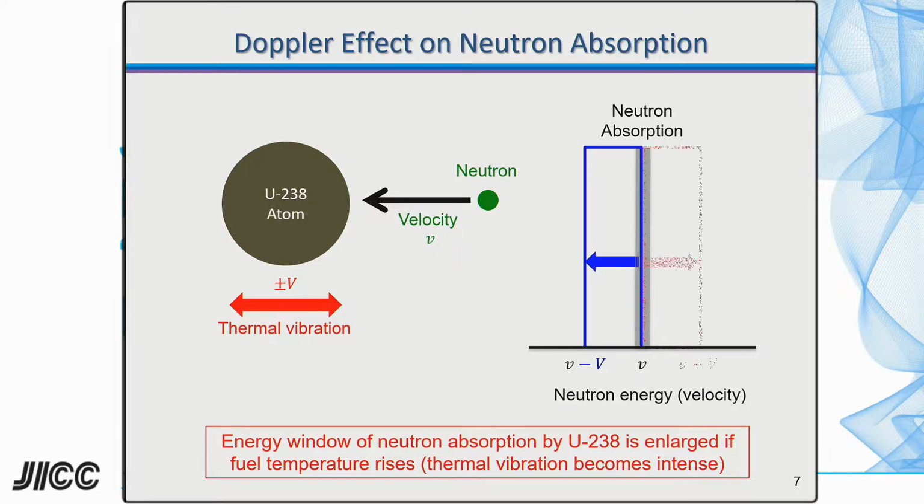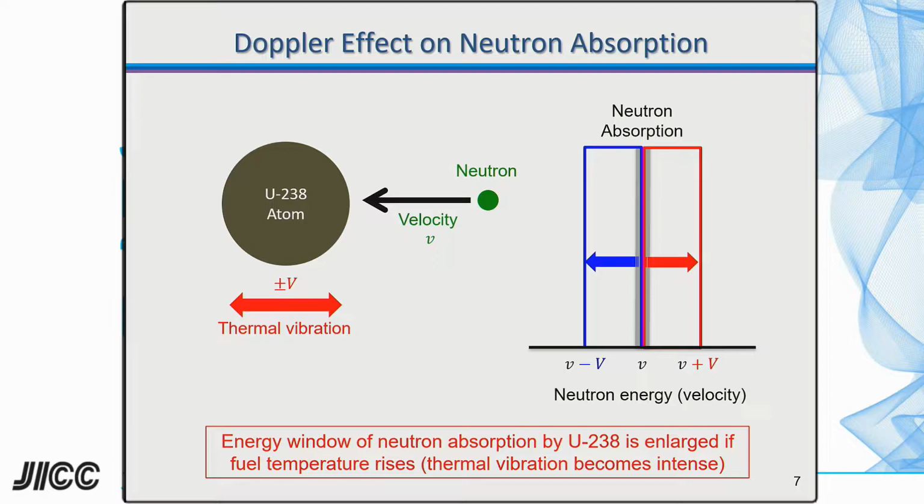the neutron absorption energy range becomes wider. That means more neutron is absorbed by uranium-238. What does it mean? It's a very, very inherent safety characteristic.